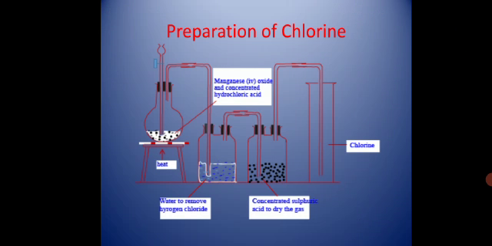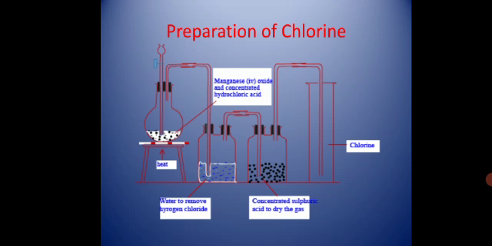That is the one you can see on the screen. I have taken manganese dioxide in the round bottom flask, and I am adding HCl from the top with the help of a thistle funnel. When you add HCl from the top, manganese dioxide, which acts as an oxidizing agent, reacts with HCl to form MnCl2 plus water plus chlorine.